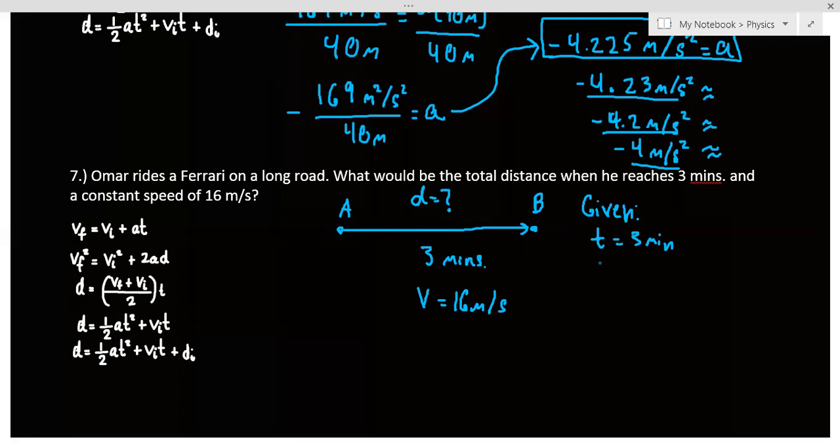Does it mean it is your initial speed or final speed? Or, in other words, is it your initial velocity or is it your final velocity? This 16 meters per second. Which one is correct here? Is the 16 meters per second your initial velocity, or is the 16 meters per second your final velocity?